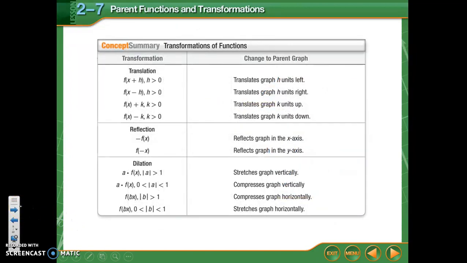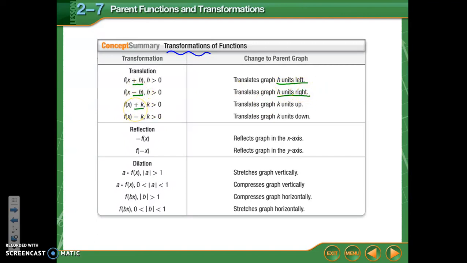All right, when we talk about transformations of functions, and this is something we'll practice a lot in our next class, if my function has a number greater than 0 added to it inside the function, then it's going to move to the left that number of units. If I have a number greater than 0 subtracted inside the function, it's going to move to the right. So that's a little bit opposite maybe of what you would think.